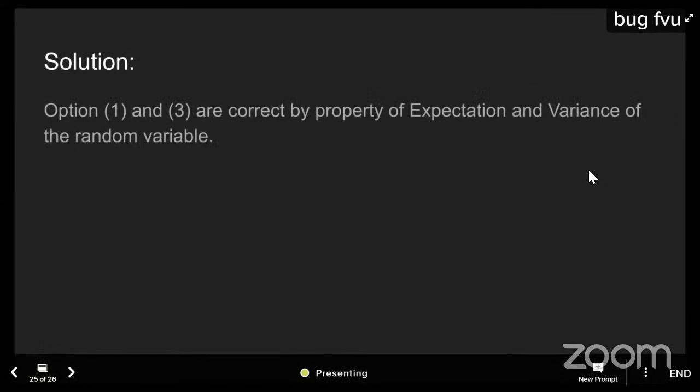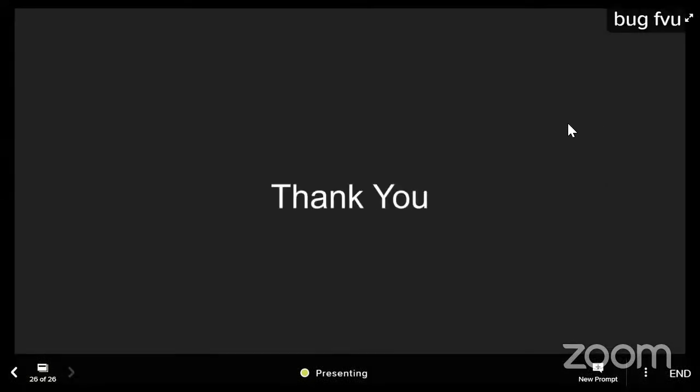Any doubt in these slides, anyone? Sir, in week 9 content, positive skewed and negative skewed is the same as right skewed and left skewed, right? Yeah. Positive is right and negative is left. Okay. Anyone, anything else? No, sir, clear till now. Thank you.